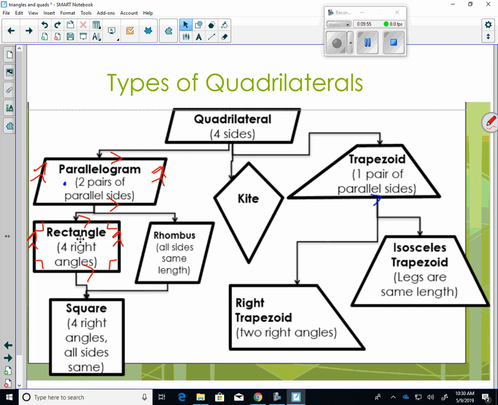Now a rhombus is like a parallelogram, except that all sides are the same length, so we're going to show that with marks like this. That indicates that they're all the same. Now it's becoming like a hairy rhombus, right? So the arrows indicate parallel, the little lines indicate the same length. And a square is like a rhombus.